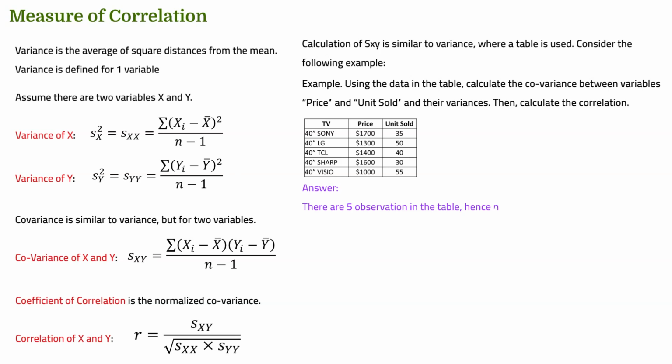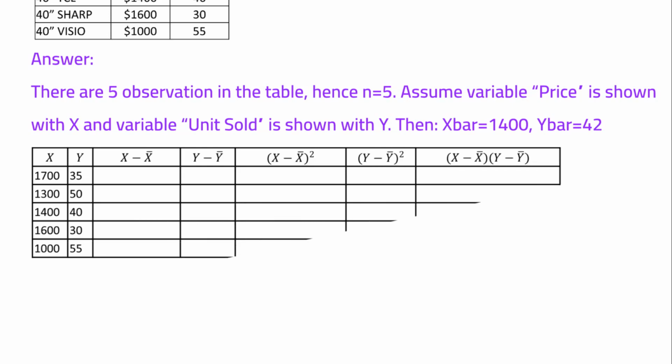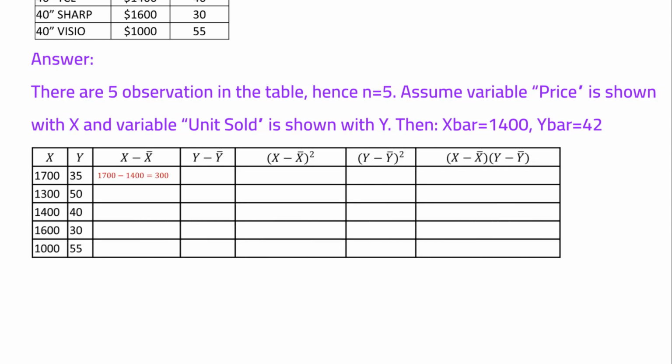There are 5 observations in the table, hence n equals 5. Assume variable price is shown with x and variable units sold is shown with y. Then x bar is 1400 based on the table, y bar is 42. And here I create a table.